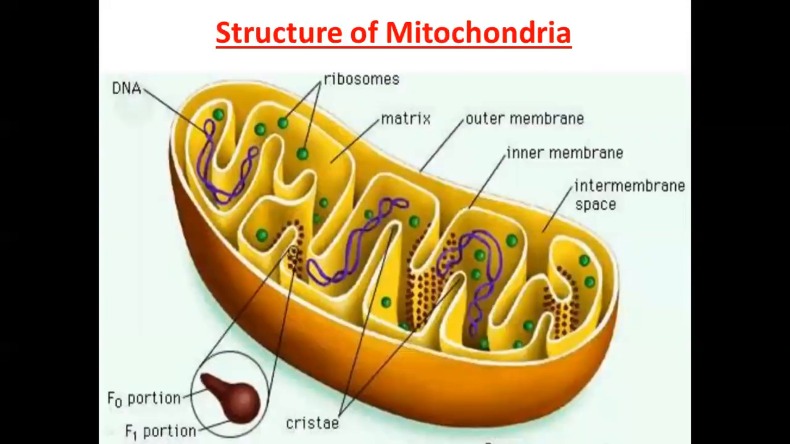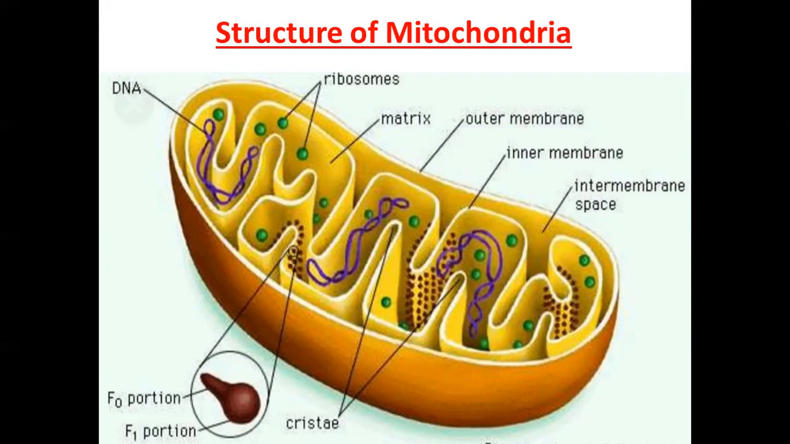Next is the structure of mitochondria. Now, if we see the structure of mitochondria, as I have already said, it is sausage shaped, but may be spherical or oval, cylindrical, filamentous, or sometimes even branched too. Each mitochondrion is bounded by a double membrane envelope. The outer membrane, you can see in the diagram, is smooth and freely permeable to small and medium sized molecules and ions.